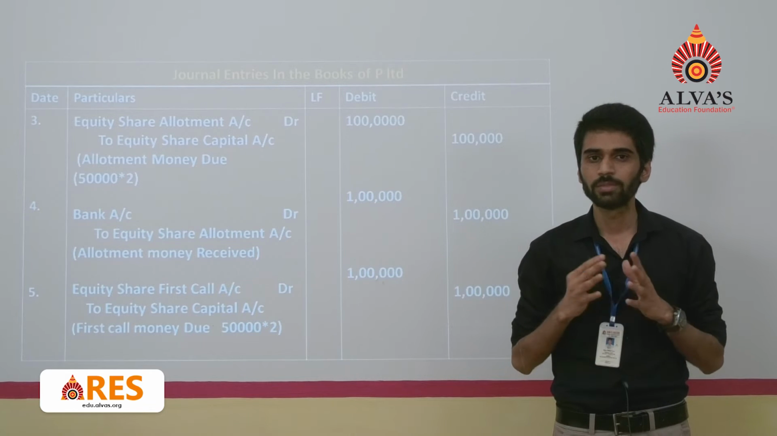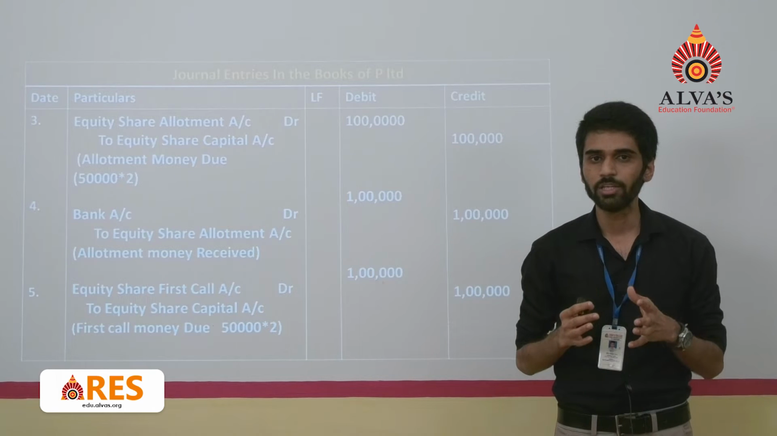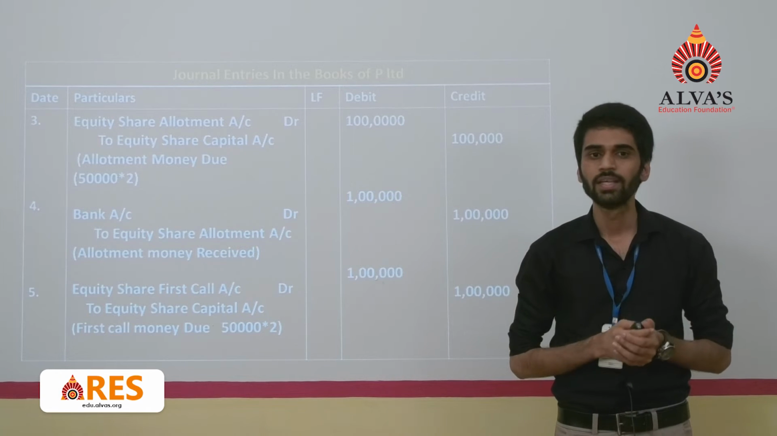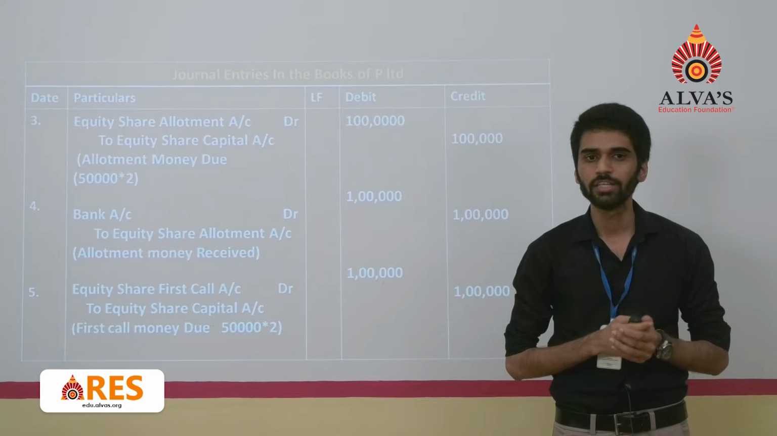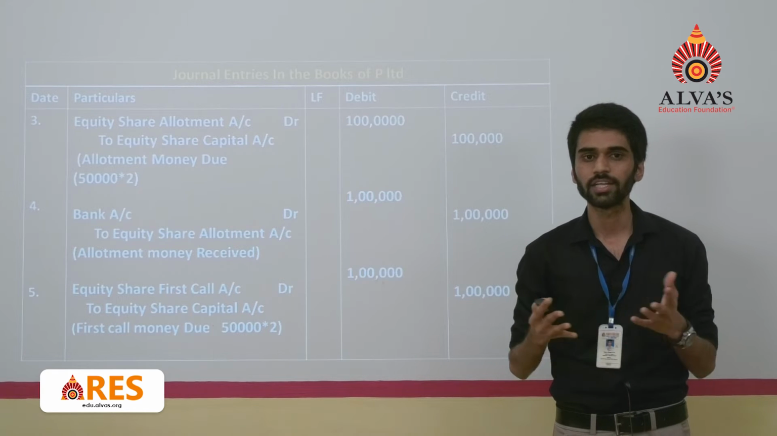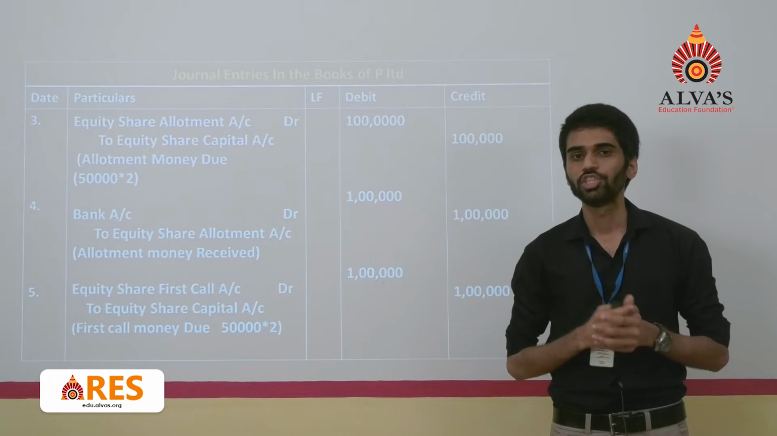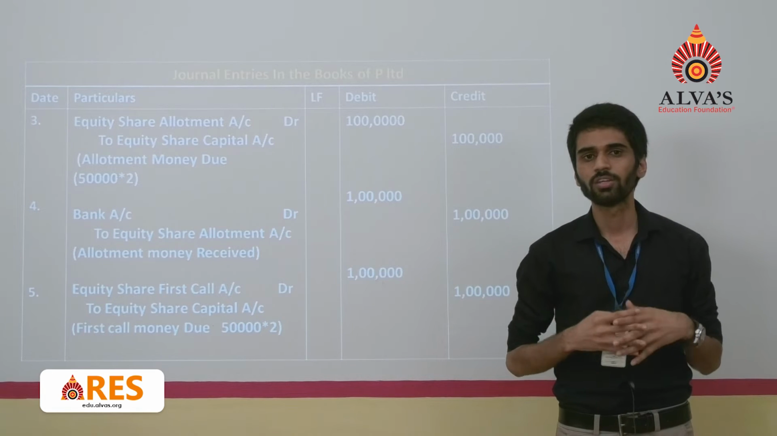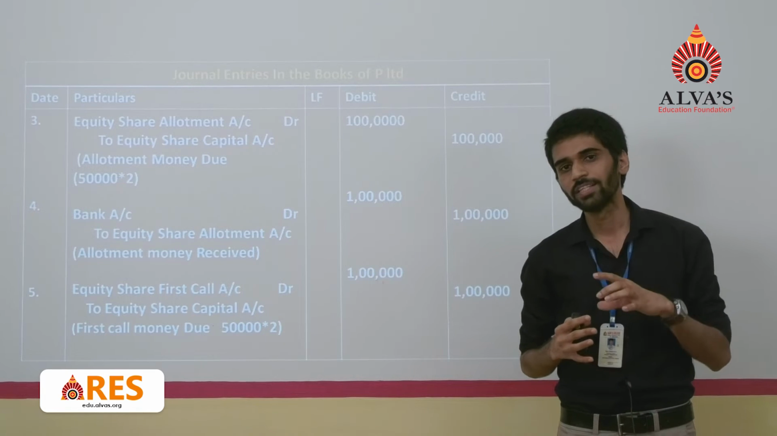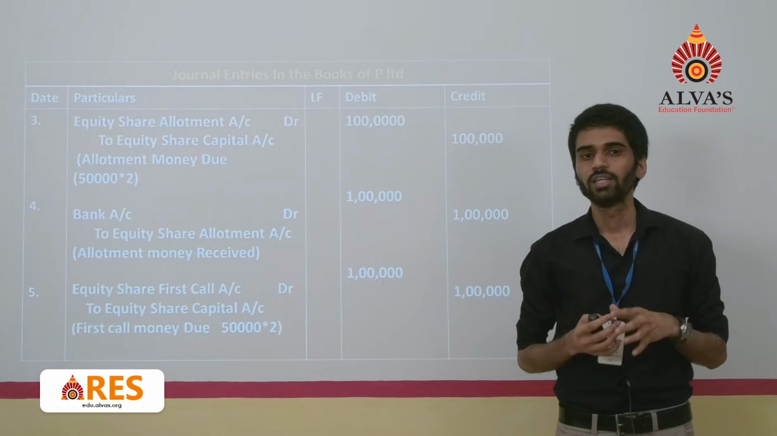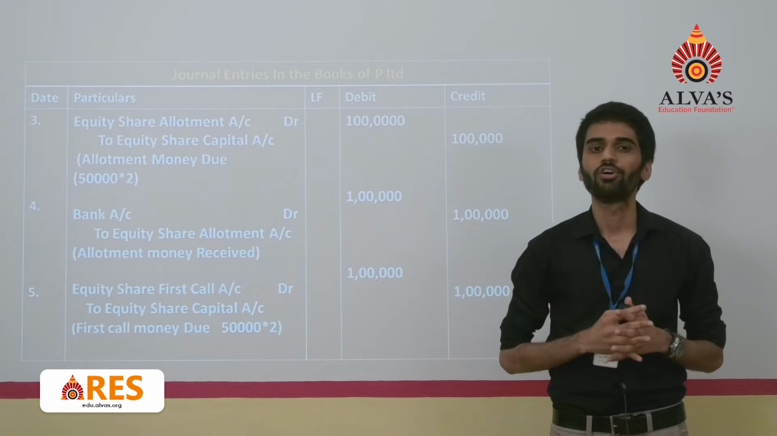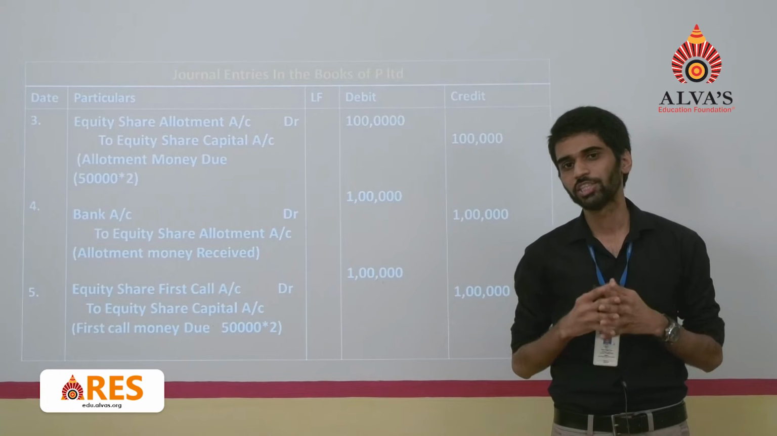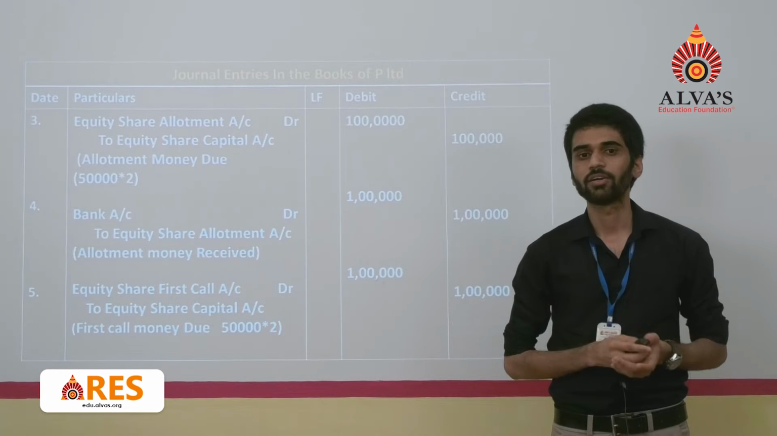So, for the allotment money due, the simple entry is equity share allotment account debtor to equity share capital account, that is 1 lakh rupees. For the receipt of the allotment money, you pass one more entry, that is bank account debtor to share allotment account. As I said, share allotment account is a temporary account that has to be removed by passing one debit and one credit, thereby eliminating the share allotment account. So, the amount in the share allotment account is 1 lakh rupees.